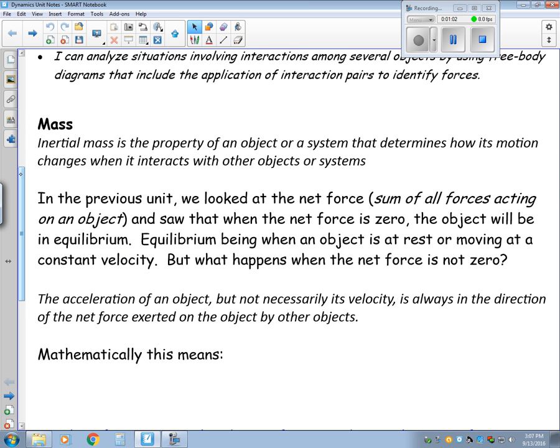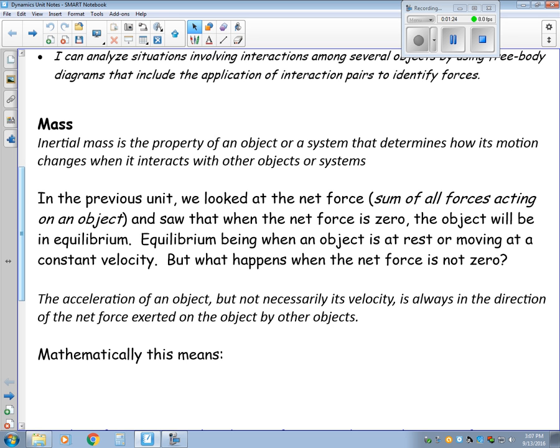So first we need to talk about something called mass. We have two types of mass, inertial mass and gravitational mass. The inertial mass is a property of an object or a system. And what it does is it determines how the motion changes when it's interacting with other objects or systems.